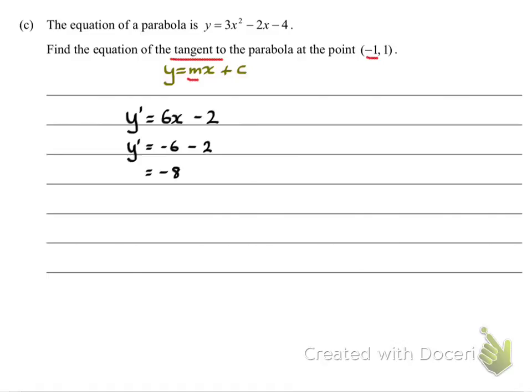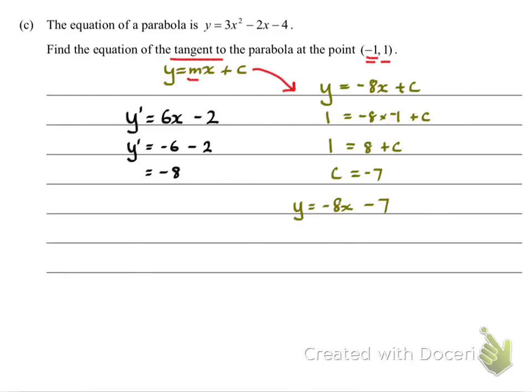You've got what y dash is. That is the gradient. Now put that into the gradient equation and use the point -1 and 1 to work out what c is. And c equals -7. Now write out your equation for the gradient and you have a merit question.